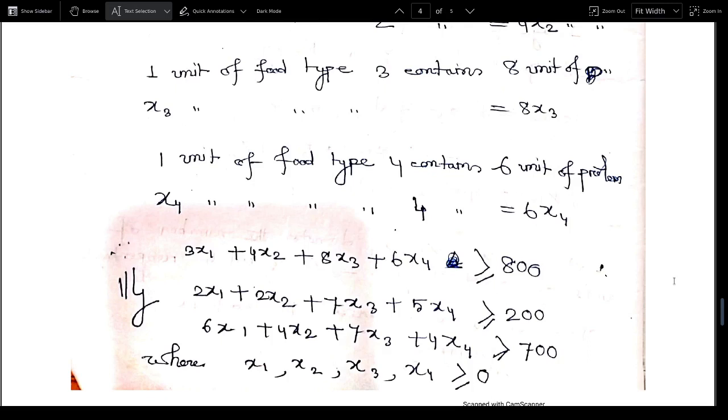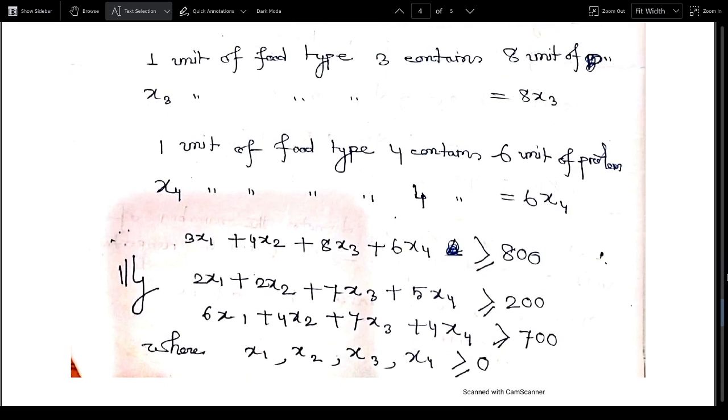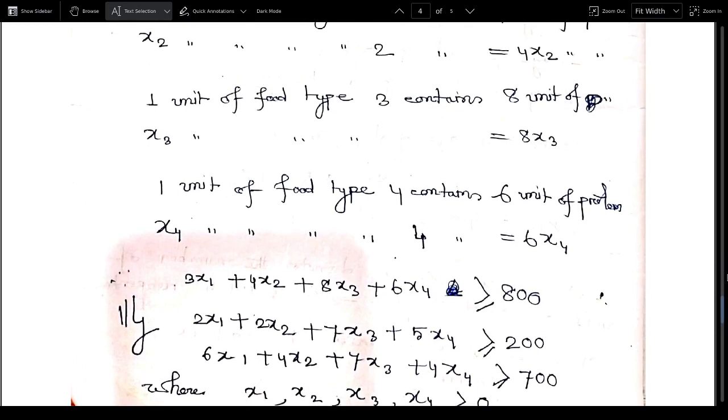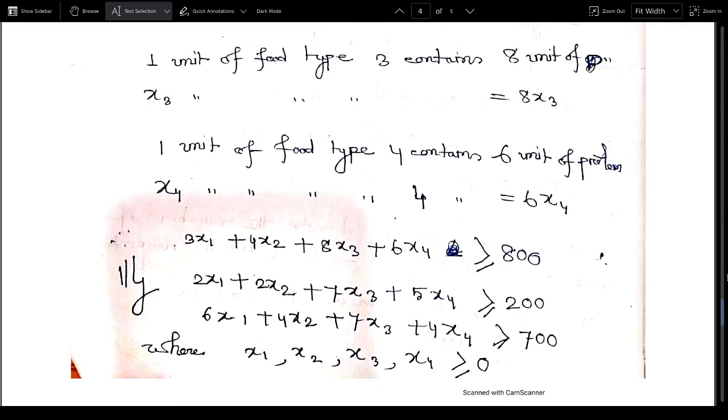So this is the formulation of this linear programming problem. So you see, x1, x2 and so on denote the number of units of food type 1, 2, 3, 4. So this should be greater than or equal to. And here the objective function will be minimize. Okay. So this is the formulation of the linear programming model. So this one is clear.